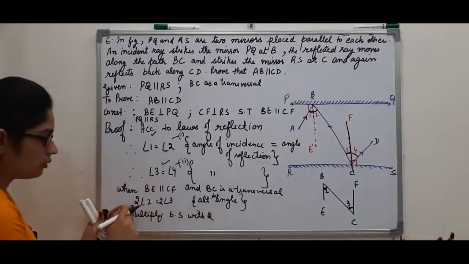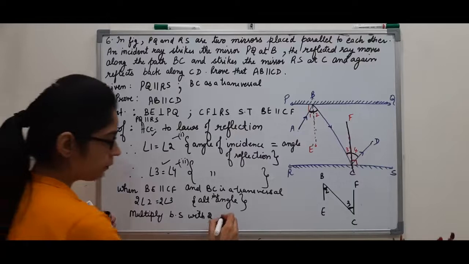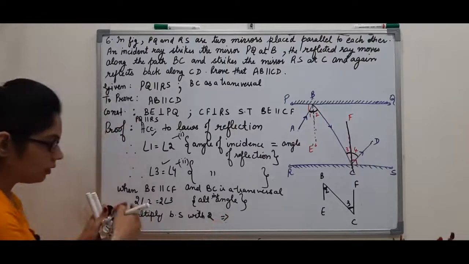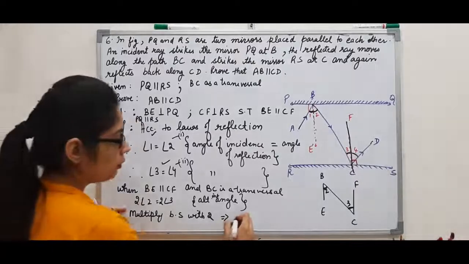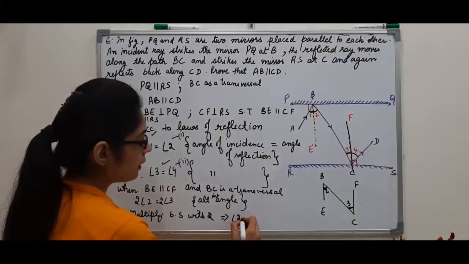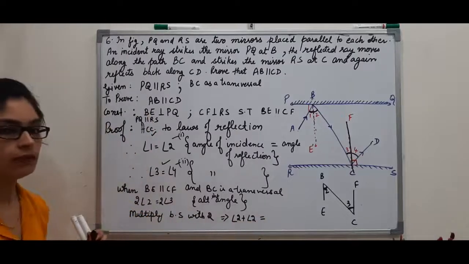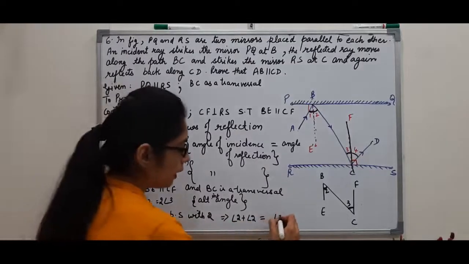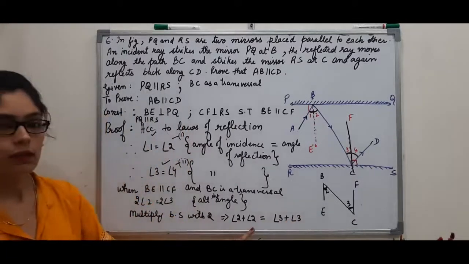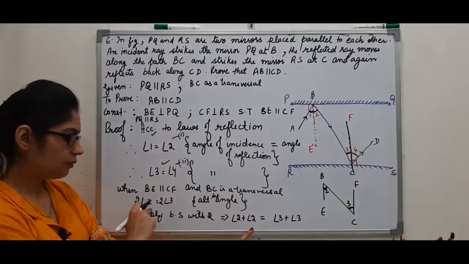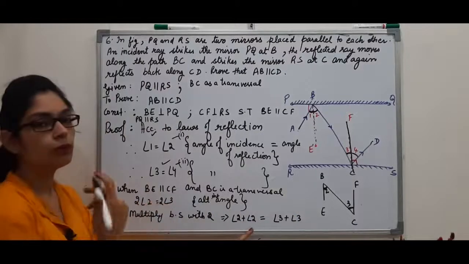So on multiplying, you can write 2 into angle 2 and 2 into angle 3. So after multiplication, 2 into angle 2 means 2 times angle 2, I will write it as angle 2 plus angle 2, is equal to 2 times angle 3, which means angle 3 plus angle 3. See, angle 2 plus angle 2 will be equal to 2 times angle 2, and angle 3 plus angle 3 is equal to 2 times angle 3.